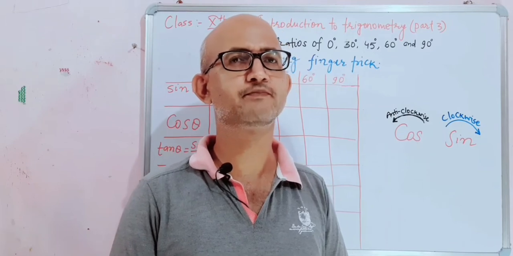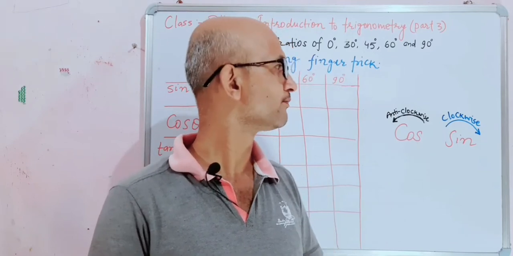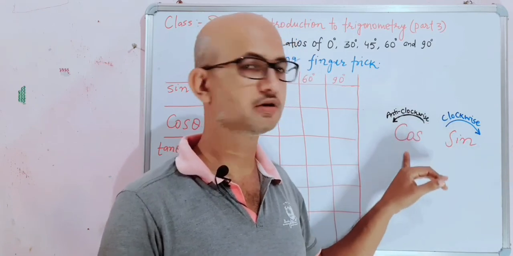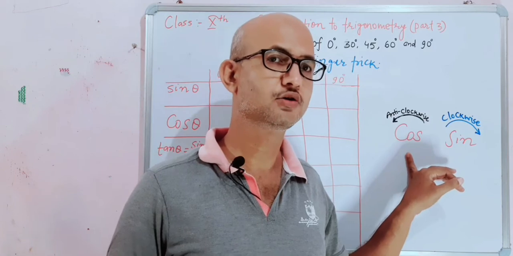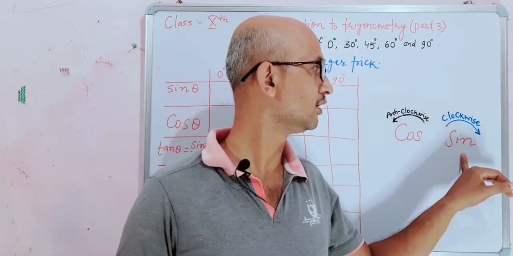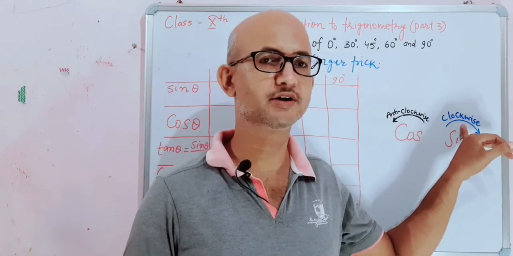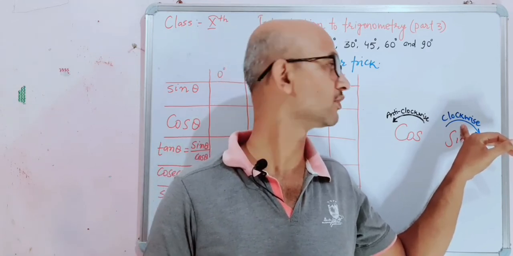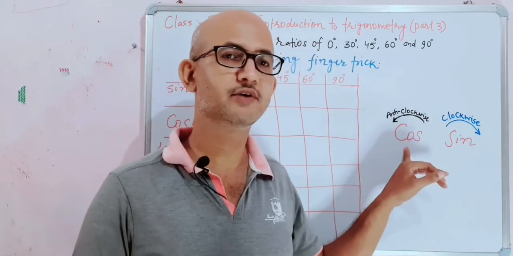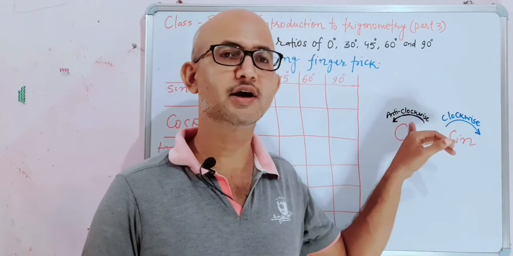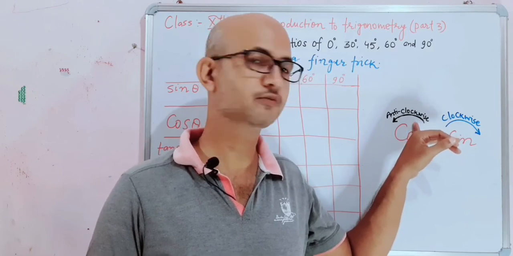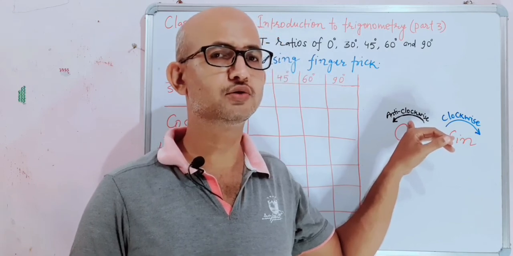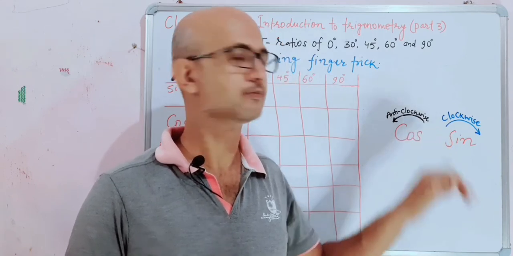In finger trick, we use clockwise direction for sine and anti-clockwise direction for cos. That is, to find the value of sine, we move in clockwise direction. Clockwise direction means in the direction of hands of clock, and to find value of cos, we move in anti-clockwise direction. Anti-clockwise direction means direction opposite to the direction of hands of clock.